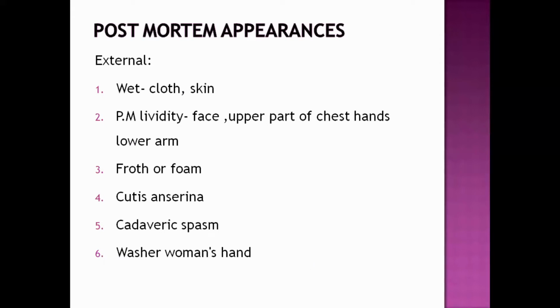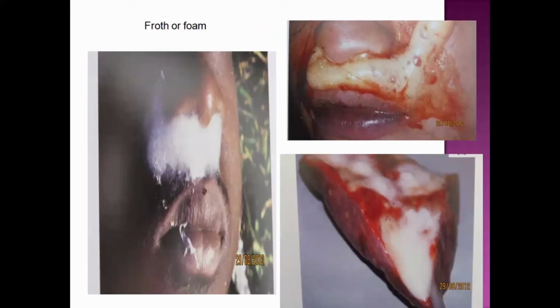This can be present in postmortem drowning as well, where a person's hand and feet appear like a washerwoman hand. You have probably seen this yourselves while washing clothes: after being exposed to water for a long time, the hands get wrinkles. That is known as washerwoman's hand. So you can see the color of the froth. If it's mixed with blood, then it is blood tinged froth.